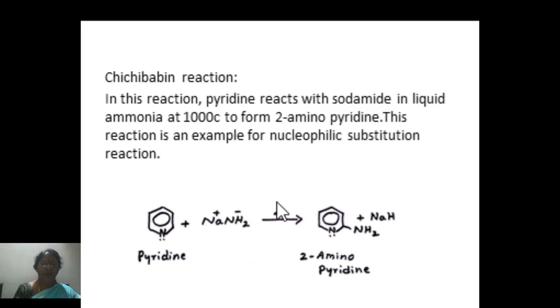Coming to the properties of pyridine, very important is reaction with sodamide. In this reaction, pyridine reacts with sodamide in liquid ammonia at 100 degrees centigrade, sorry for the error, to form 2-aminopyridine. One can notice here this is a nucleophilic substitution reaction.